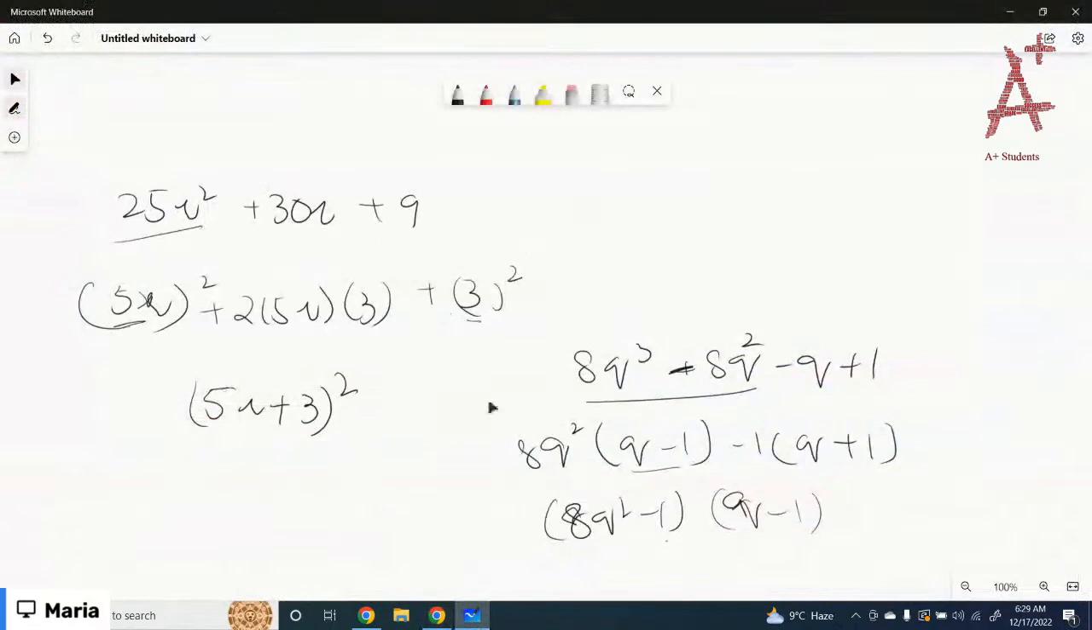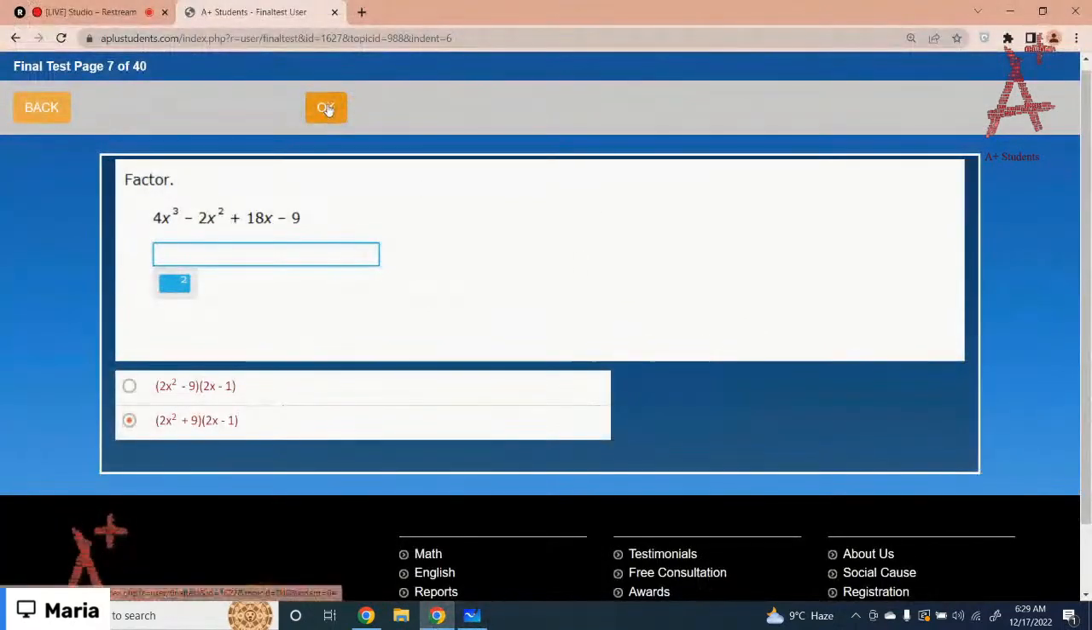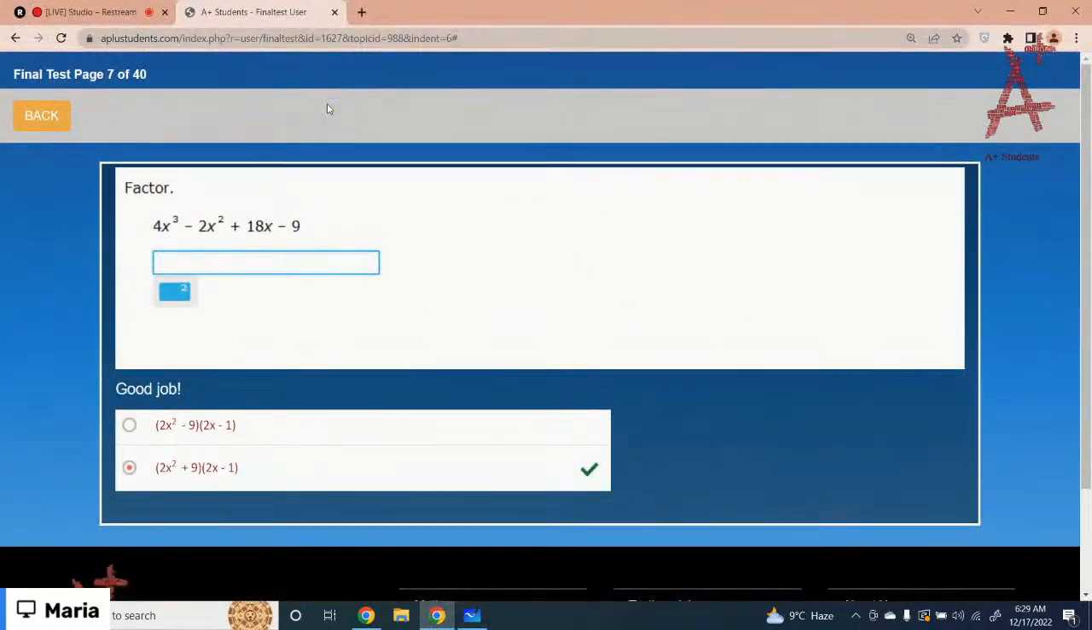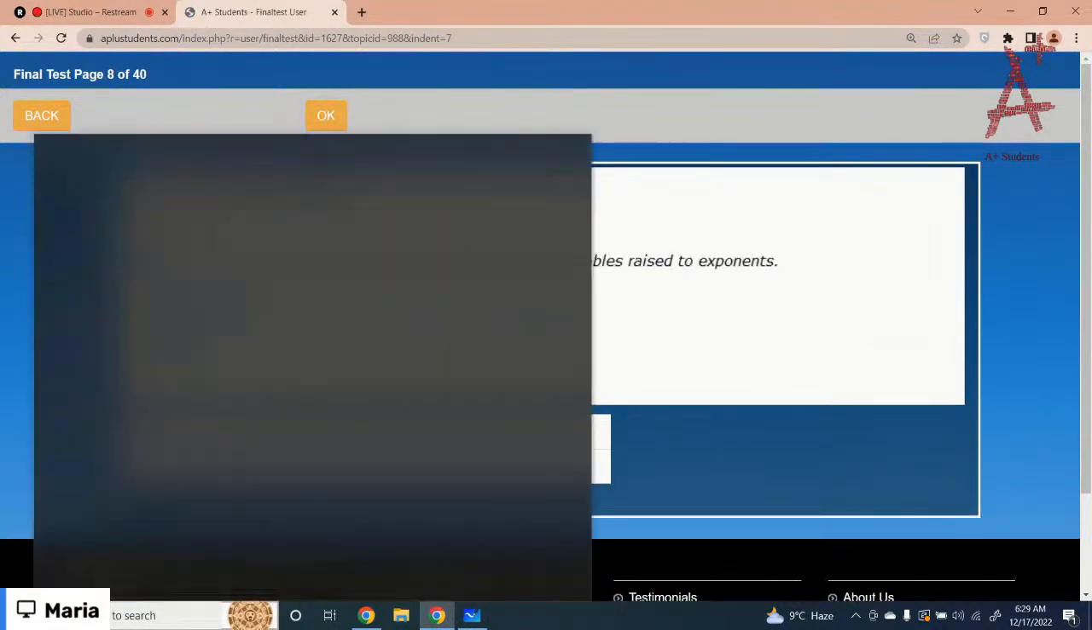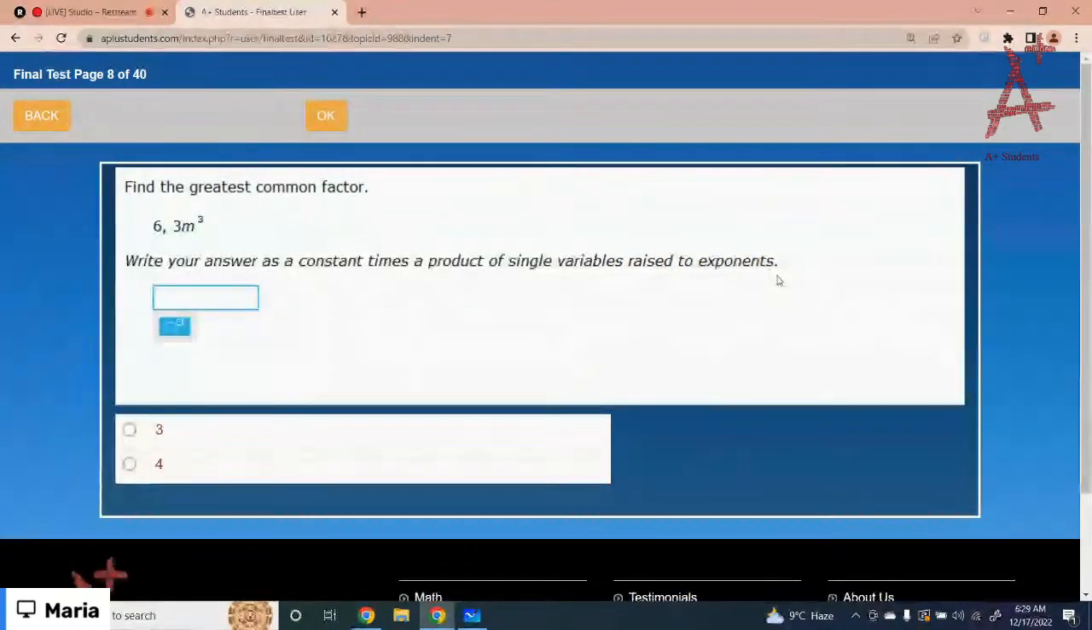The second option is the correct one. Just select the correct option and click on the OK button. Greatest common factor. So which is the greatest common factor that can divide? The greatest common factor is the one that can divide both the numbers. Got it? So 3 is the correct option. Got it? Okay, you can complete the test by yourself later today.